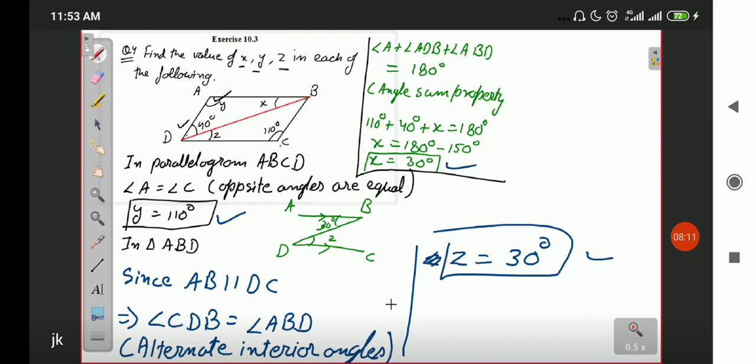In the second part, you have to use co-interior angles as well as opposite angles of a parallelogram are equal. In the third part, you can use opposite angles of a parallelogram are equal, co-interior angles, and thirdly, angle sum property, sorry, linear pair or alternate interior angle. In order to find the value of x, you can use alternate interior angle or linear pair.